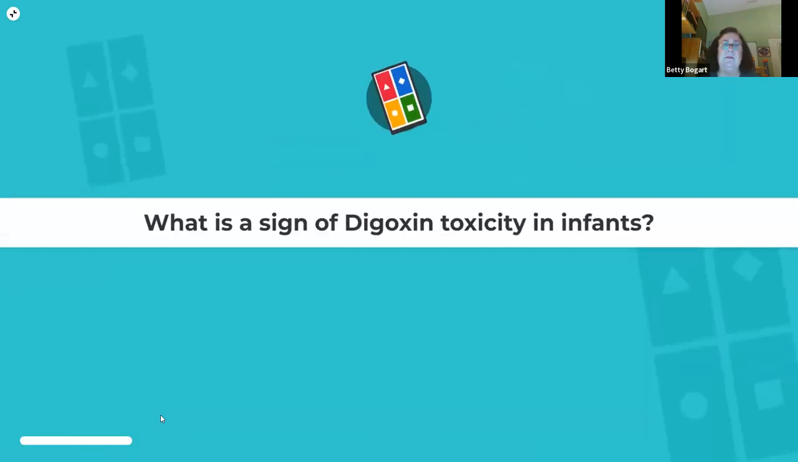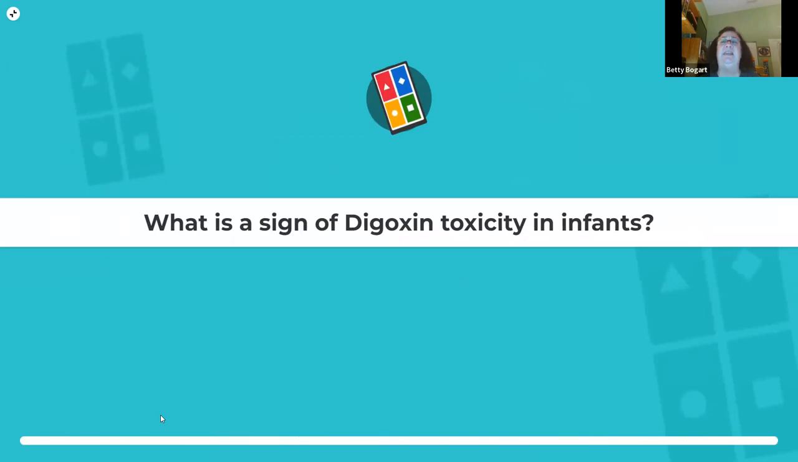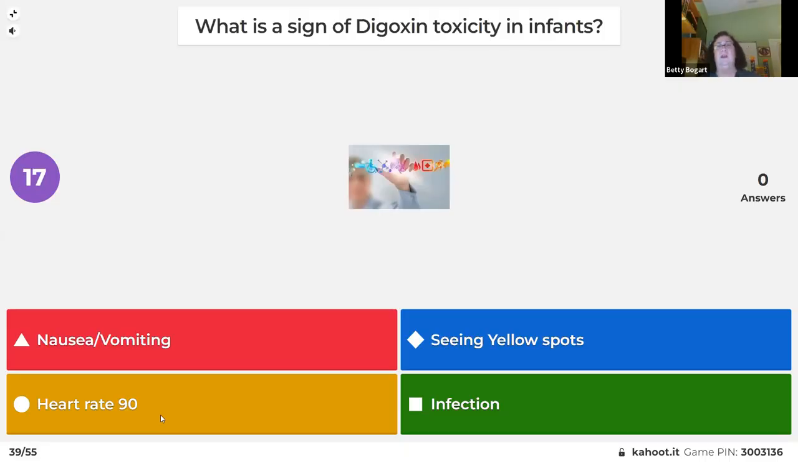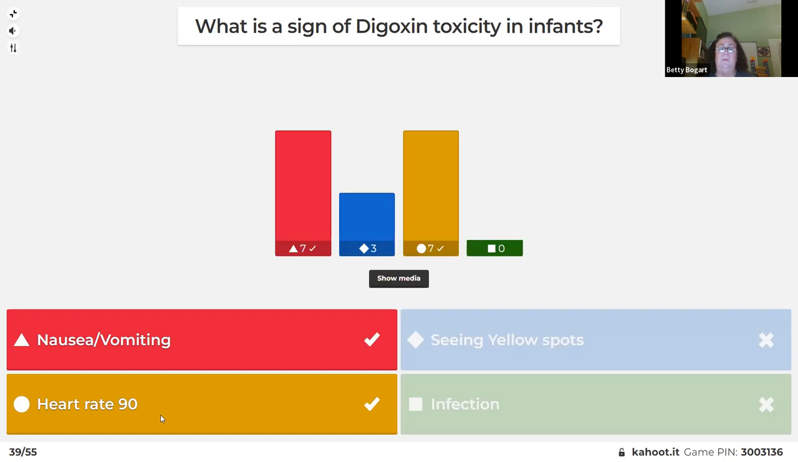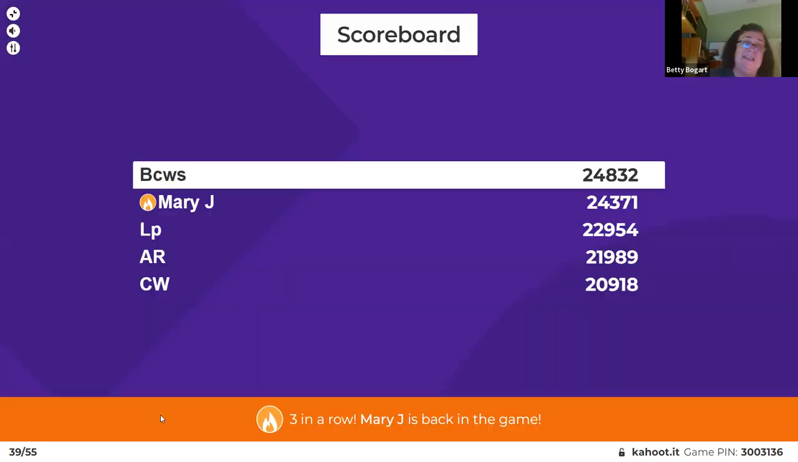Multi-select. What is a sign of digoxin toxicity in infants? What are you going to look for? Well, they can't tell you there are yellow spots in front of their eyes. It's an infant, but you will see maybe retching, which is nausea, and of course vomiting, and a decreased heart rate. Those things you'll see.